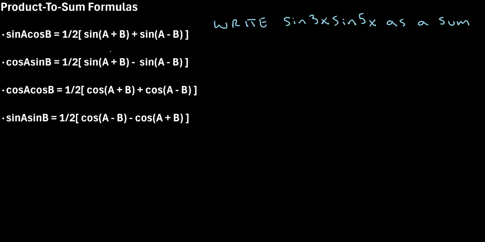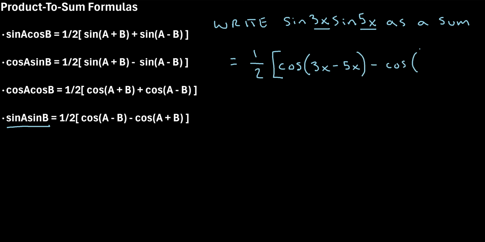All right, let's try another example. Let's say we want to write sine of 3x times sine of 5x as a sum. So it looks like we'll use this last product to sum formula here to do so. So let's fill that in. We have 1/2 times the cosine of A minus B. So A is 3x minus B. B is 5x. And then we have minus cosine of A plus B. So A is 3x plus B. We said B is 5x.